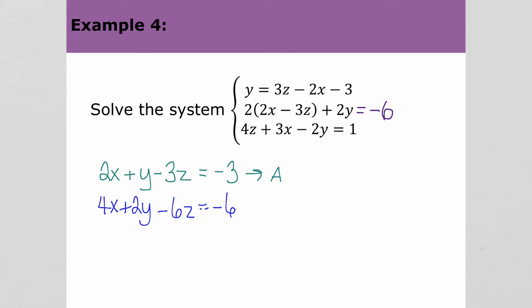Okay, so let me make sure I've got that right. And then C just needs to be rearranged. So 3x first minus 2y plus 4z equals 1. Okay. So now we need to get rid of something. So I'm going to start by getting rid of z.